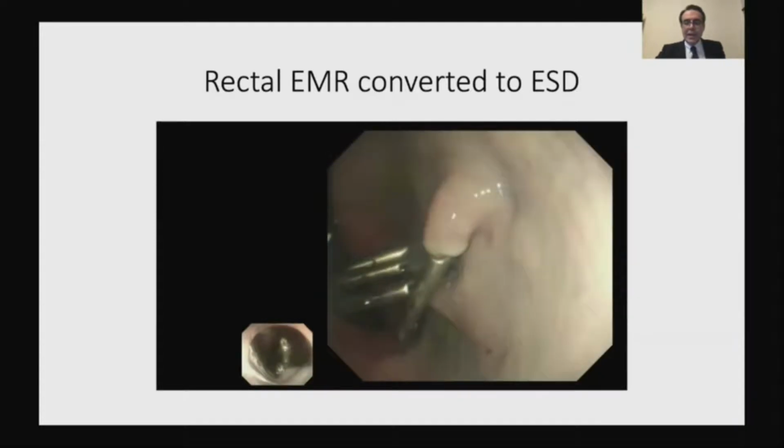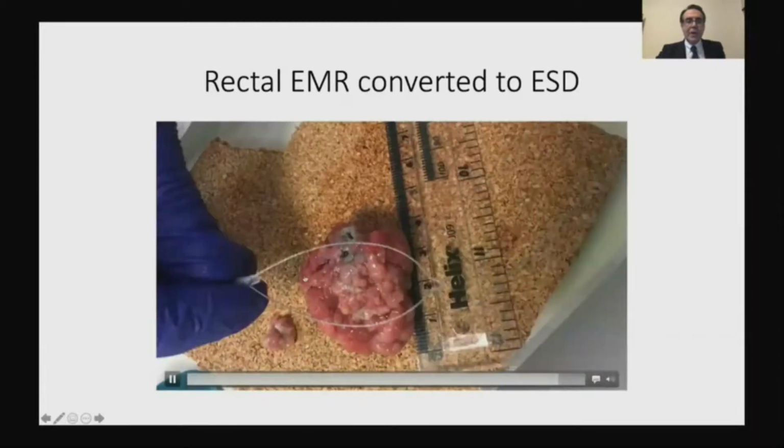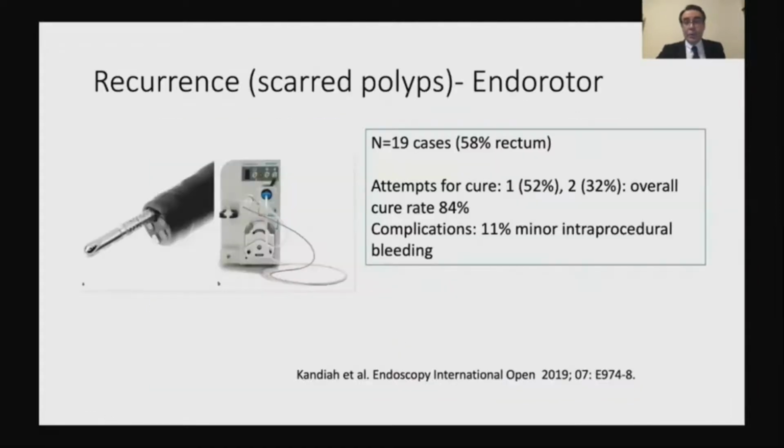We clipped it, and we can see the specimen, the small bits for the EMR, and the big piece for the ESD. So we have to be ready to change our mind. Just a few words about the endorotor, which is a probe with rotating microplates, which allow for shaving the surface of the polyp from the fibrosis, from the scar, with suction, and also with flush of saline.